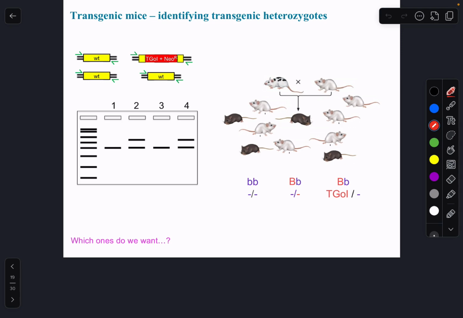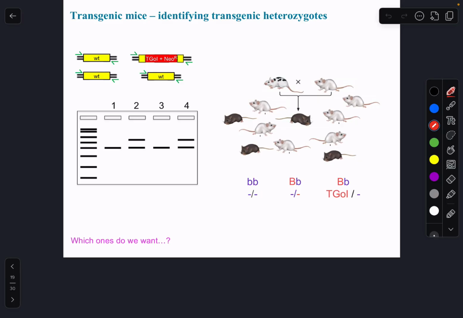So the way we do it is we clip a tiny bit from the tail. It's totally harmless. They don't even notice. It's like clipping your nails. And there is enough DNA there to do these PCRs and find out if these mice carried the transgene or not. Okay? So, among these 4 hypothetical mice, which ones would you keep? Yell the numbers out. 2 and 4.